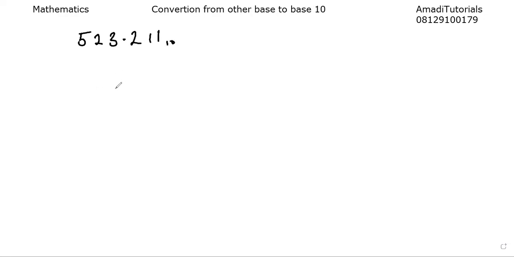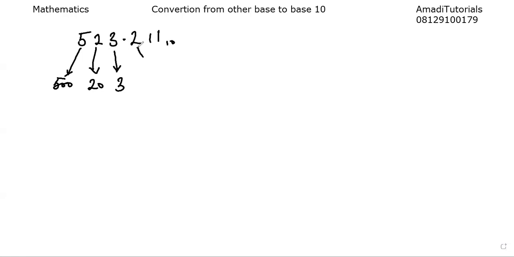Now, if I ask what is the numeric value of 5 in this number? The numeric value of 5 in this number is 500. And then what's the numeric value of 2 in this number? The numeric value of 2 in this number is 20. The numeric value of 3 in this number is what? 3. So if you add 500 plus 20 plus 3, it gives you 523.